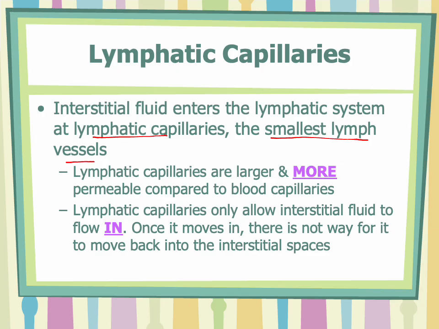Okay, lymphatic capillaries are way larger and more permeable than the blood capillaries. We have talked about the capillaries in our blood vessels chapter. We have fenestrated, we have continuous, and we have sinusoid. These guys are way larger than those and allow a lot of stuff to go in. That's why we see white cells in there. So the lymphatic capillaries allow only interstitial fluid in, so it's only one way. Once you're in, you cannot go out. You have to complete the whole route, okay?